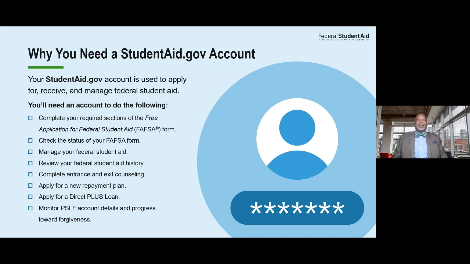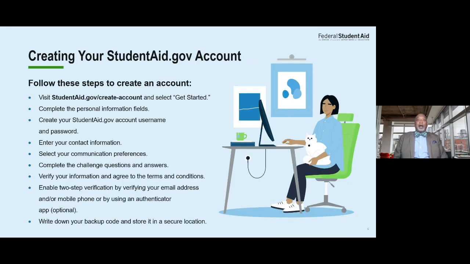You could even complete an entrance and exit counseling session, apply for a new repayment plan, and apply for a Direct PLUS loan. And you can also monitor PSLF account details and progress towards forgiveness. So you can do all these things utilizing your StudentAid.gov account, which is why it's critical to make sure you sign up and get yours today. How do we do it?